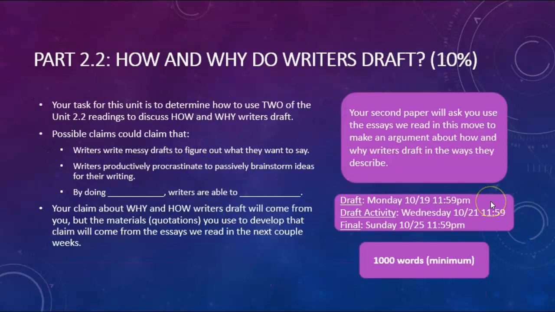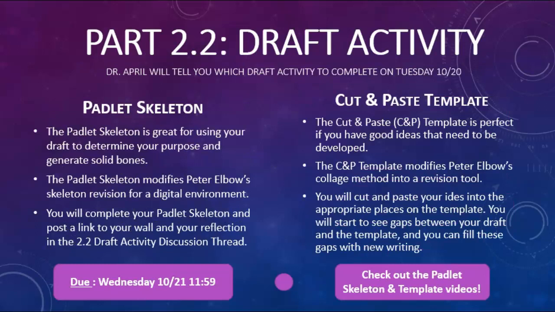The draft for your Part 2.2 paper will be due on Monday. We'll have a draft activity on Wednesday the 21st, and then the final will be due on Sunday the 25th, all at 11:59 p.m. This paper should be a minimum of 100 words. To think a little bit more about this paper, we will be doing, as I said, a draft activity on Wednesday the 21st. Once you've handed in your draft, I will tell you which activity to complete by Tuesday the 20th.